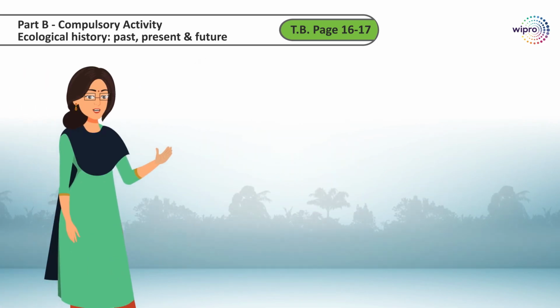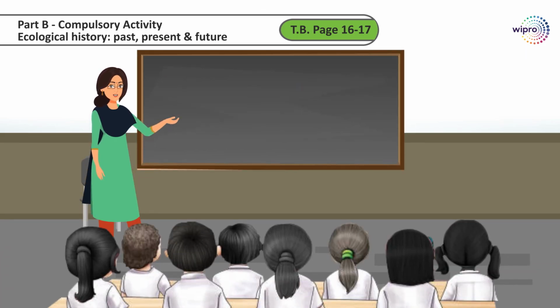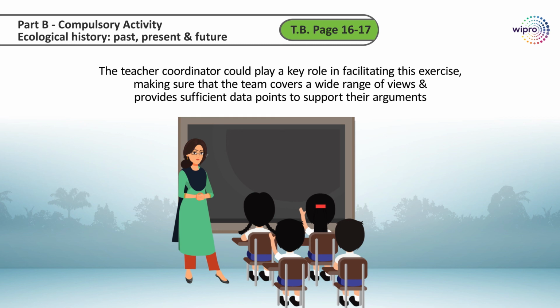The questions given in Part B reflection are not for submission. In the discussion section, you should inform us in your own words what your learnings have been, which will not be possible by merely giving answers to the questions that are provided for guidance. The teacher coordinator could play a key role in facilitating this exercise, making sure that the team covers a wide range of views and provides sufficient data points to support their arguments.